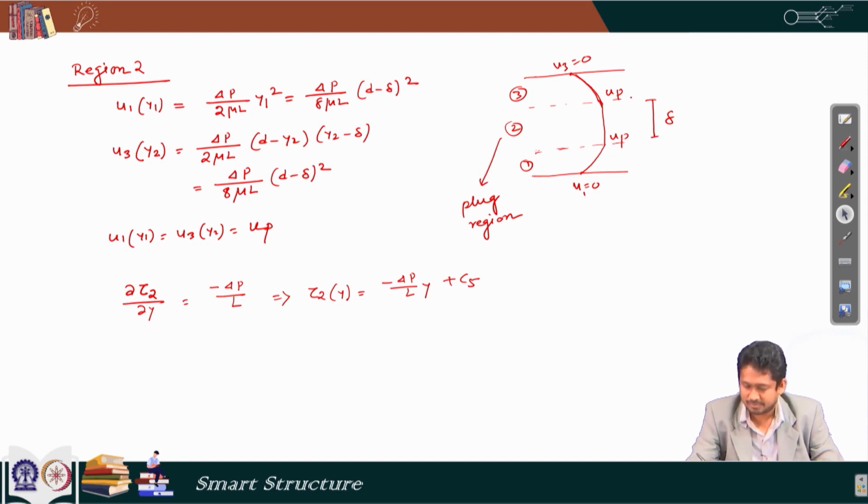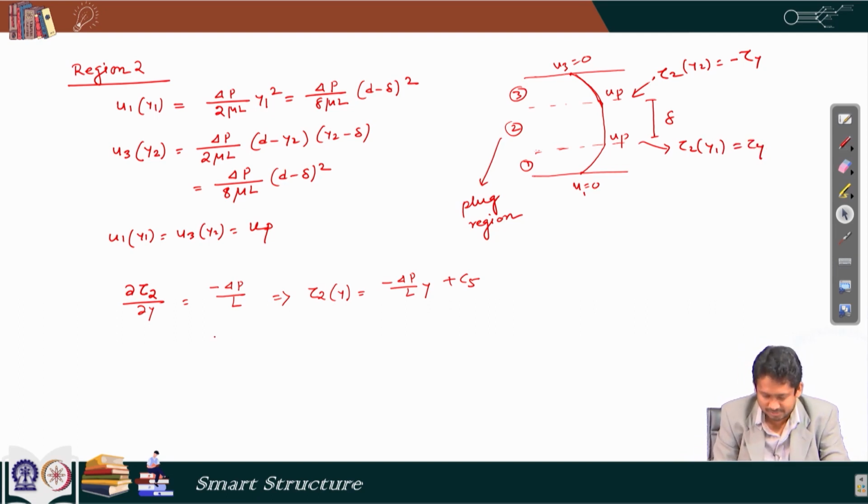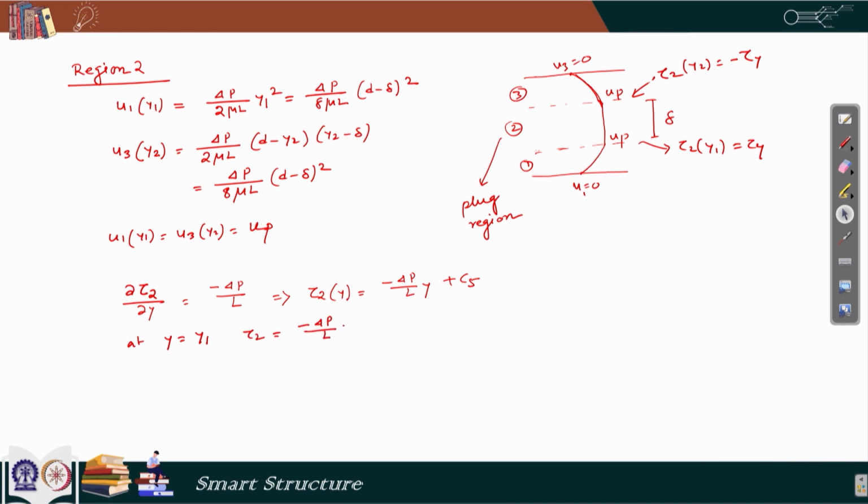So, here in this region we can say τ2 at y2 equal to minus of τy, and here we can say τ2 at y1 equal to τy. So, we have to put these two boundary conditions. If we do that, we can write that at y equal to y1 we have τ2 equal to minus ΔP by L into y1 plus C5, and we also have at y equal to y2.